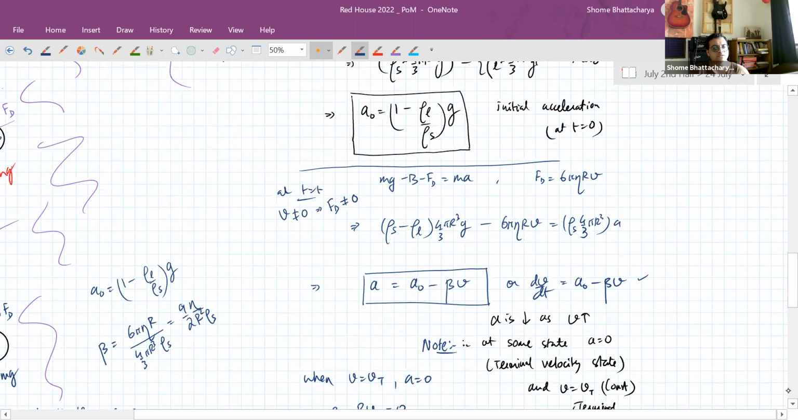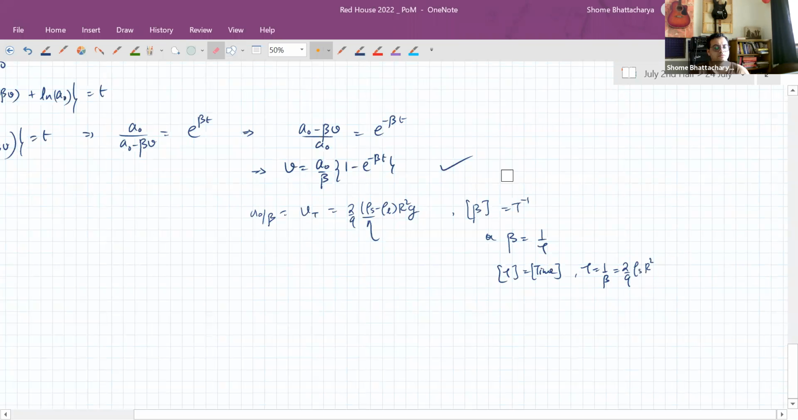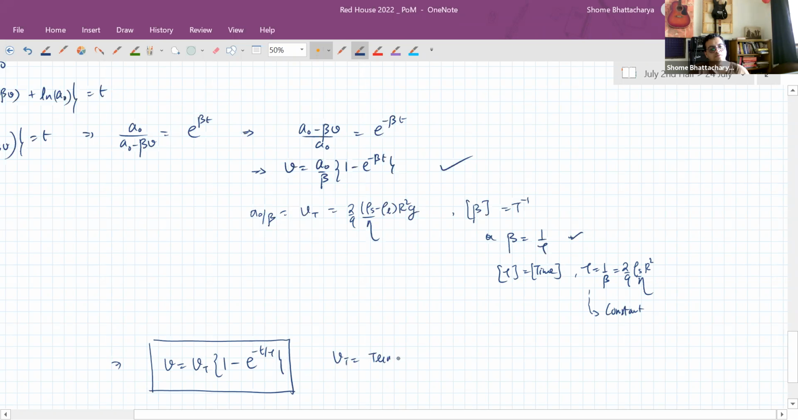Yeah, so 2 by 9 r square into density divided by eta. So there's no g in this. So this tau is a constant with the dimension of time. So using this notation here, that beta is 1 upon tau, and this factor a naught by beta is the terminal velocity, we can see that the velocity as a function of time is this sort of a function, where this is the terminal velocity, and we can think of tau like what is called a time constant, because it is a constant which has dimension of time and depends on all the properties of the system.